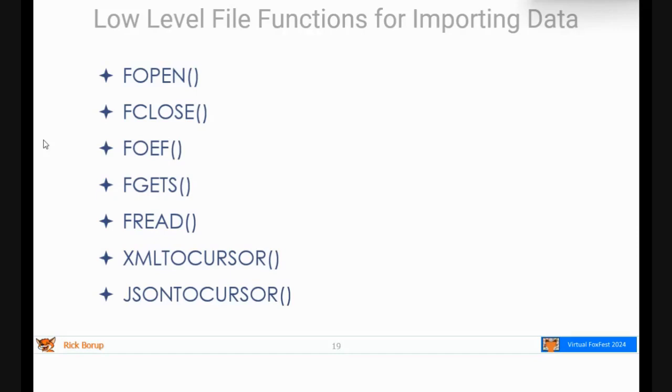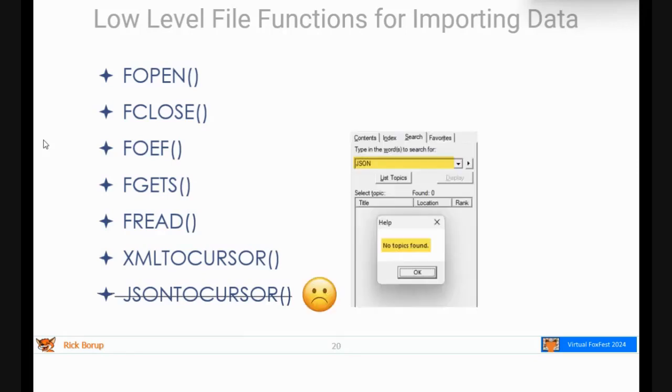And as far as XML is concerned, we have XML to cursor. And JSON to cursor? I don't think so. There is no JSON to cursor, sadly. FoxPro doesn't know anything about JSON. That's because JSON didn't really come along until after development of FoxPro had ceased. And so anytime we need to handle JSON, either importing or exporting, we're going to have to roll our own.